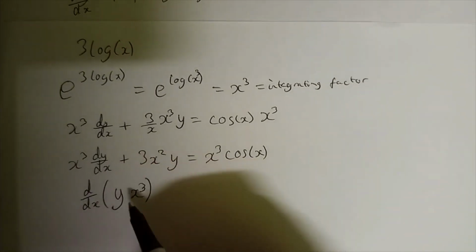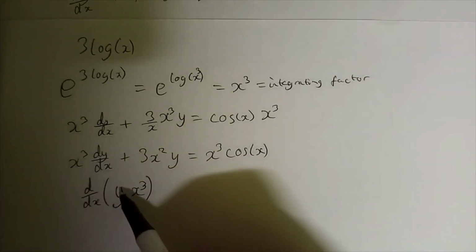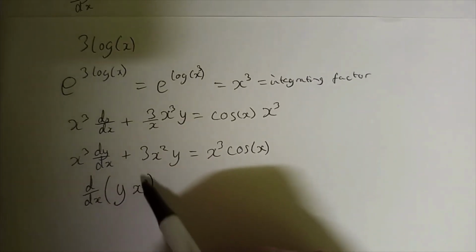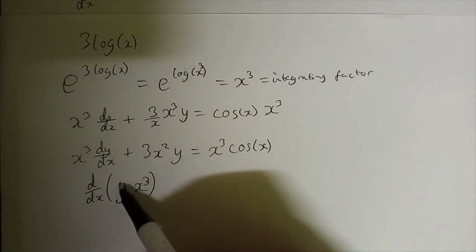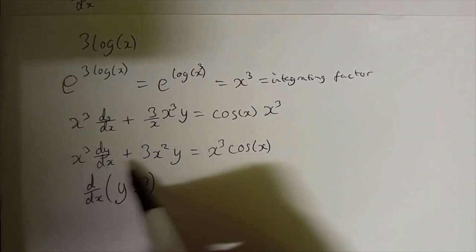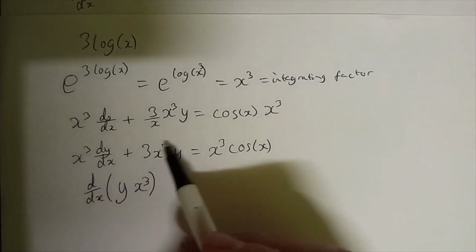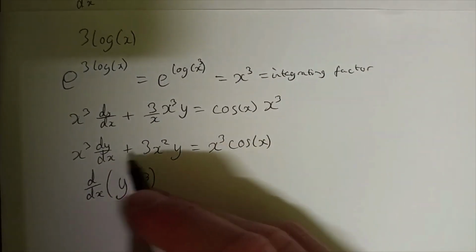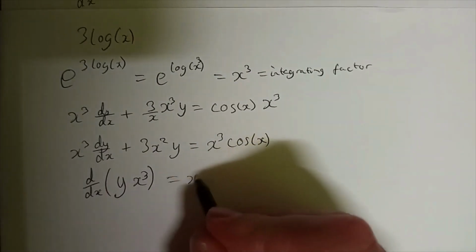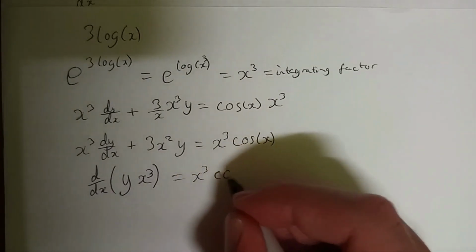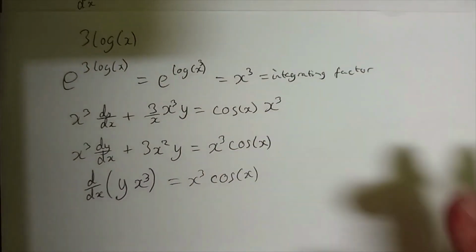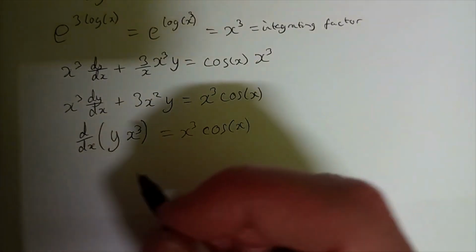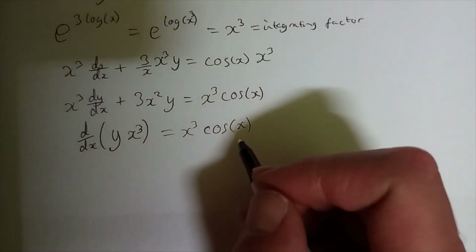Whatever order we take, it doesn't matter. Here we've got the derivative of y with respect to x times this, plus the derivative of this term here times y. You can see this is equal to this by the product rule. So that is equal to that, which is equal to x cubed times cos of x. So now we can just integrate both sides with respect to x.